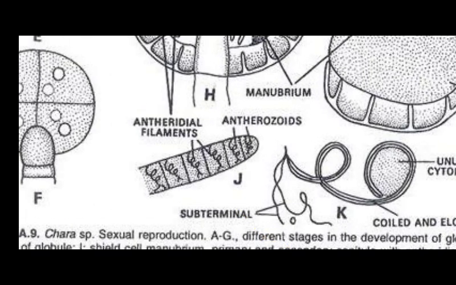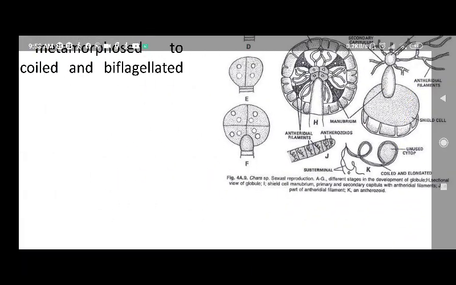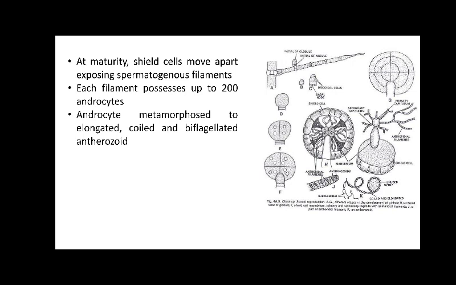ആന്ത്രീഡിയൽ ഫിലമെൻറ്റിൽ ഓരോ ആന്ത്രീഡിയൽ ഫിലമെൻറ്റിലും എത്രയുണ്ട്, സ്പെർമാറ്റോജനസ് ഫിലമെൻസിലും എത്ര ഉണ്ട്, 200 ആൻഡ്രോസൈറ്റ്സ് ഉണ്ട്. ഓരോ ആൻഡ്രോസൈറ്റ്സും മെറ്റമോർഫോസ് ചെയ്തിട്ട് ബൈഫ്ലജലേറ്റഡ് കോയിൽഡ് ആന്ത്രോസോയിഡ്സ് ആവും. അത് മെച്യൂരിറ്റി ആകുമ്പോഴത്തേക്ക് റിലീസാവും.